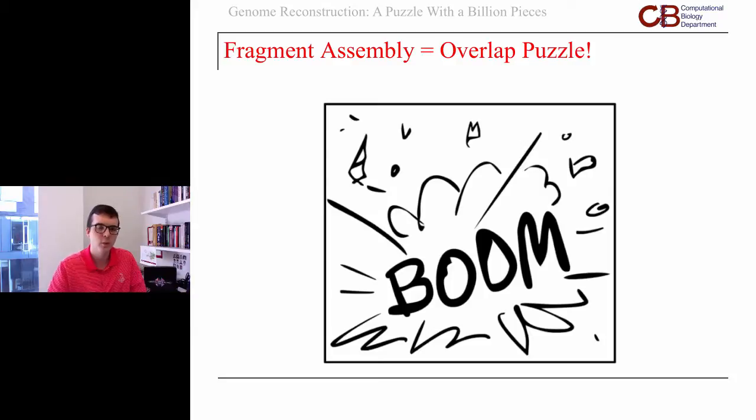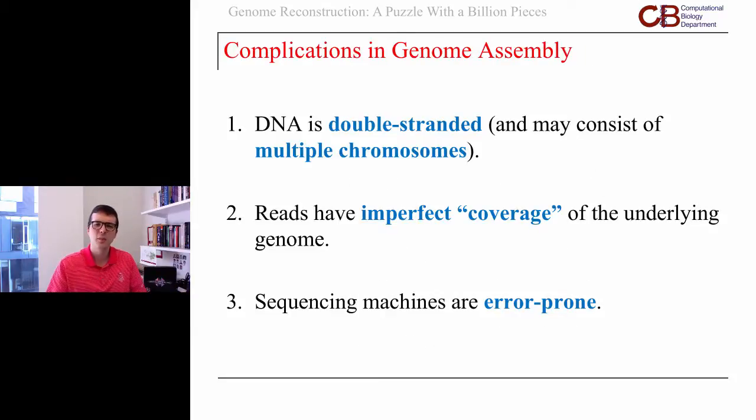But there are other complications as well. So DNA is actually double-stranded, and it's broken over multiple chromosomes. So you wouldn't be able to form one contiguous book, for example, and you wouldn't know if a given fragment of DNA belonged to one strand or the other, which complicates things. We also have the issue that there may be areas of the genome where there weren't as many fragments. So the coverage of the underlying genome by your reads can be kind of imperfect.